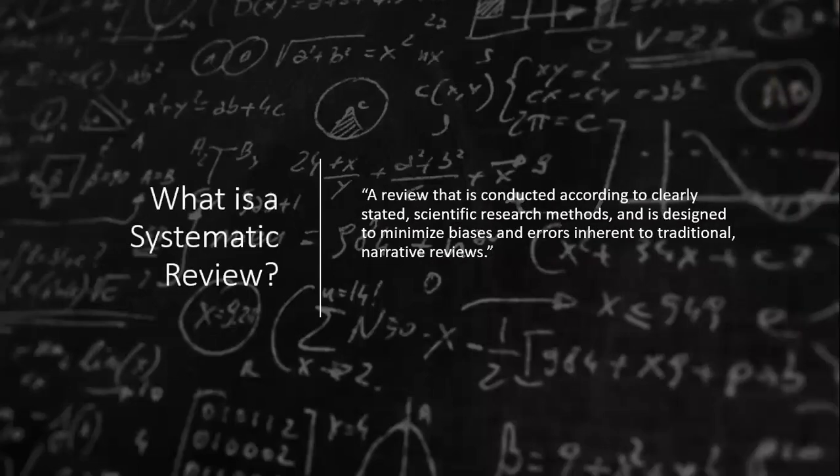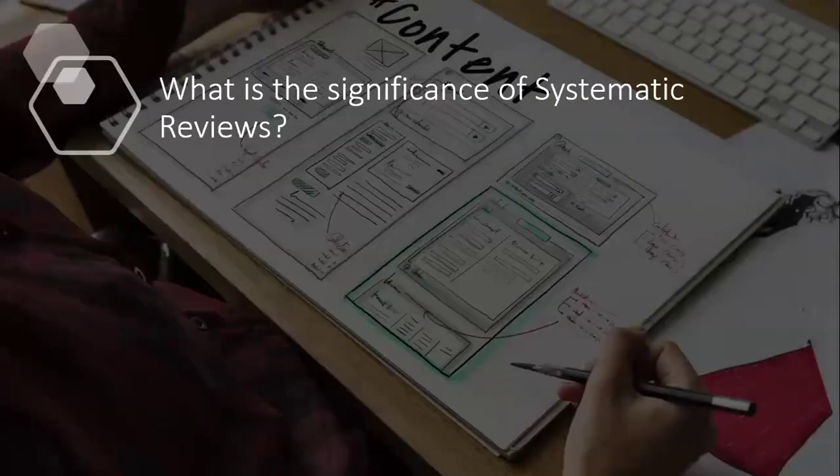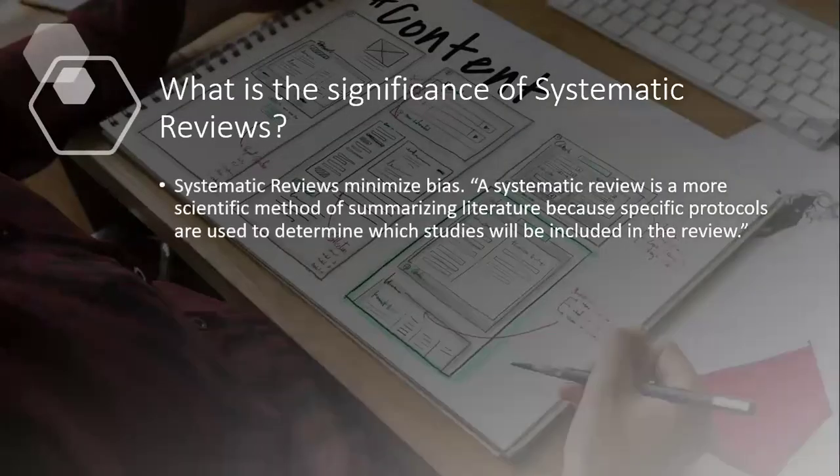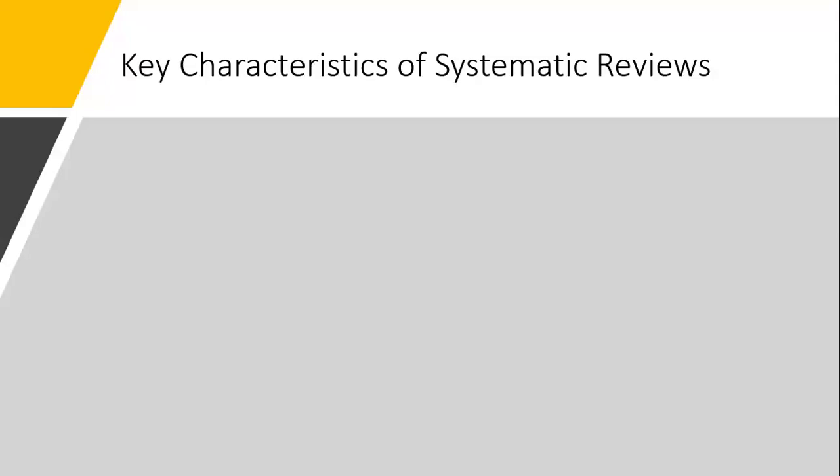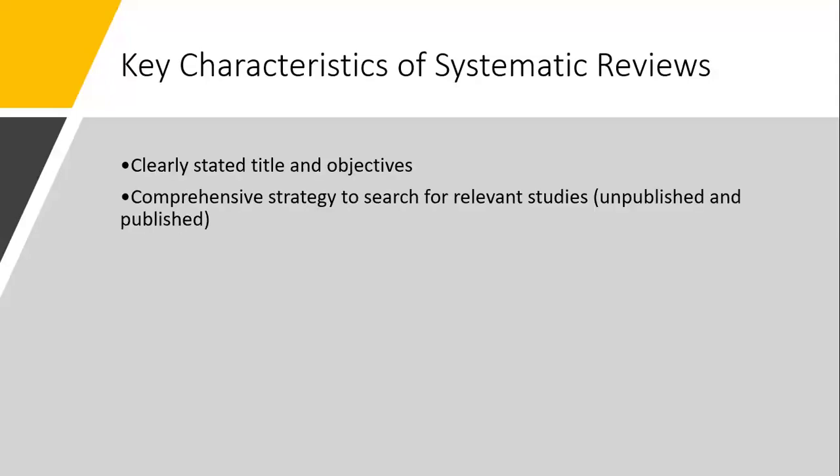So, what is the definition of your systematic literature review? It is a scientific research method designed to minimize the bias and errors inherent in your traditional and narrative reviews. Okay, so how will you review the systematic literature review? What are the key characteristics? It will clearly state the titles and objectives. It will help you in framing the titles and objectives, and comprehensive strategies to search for the relevant studies.